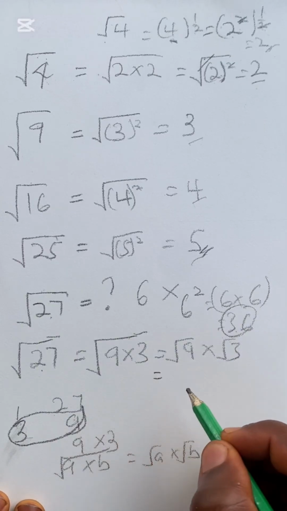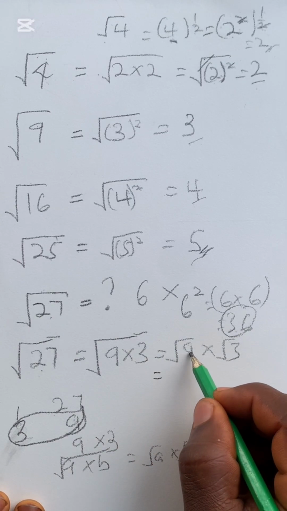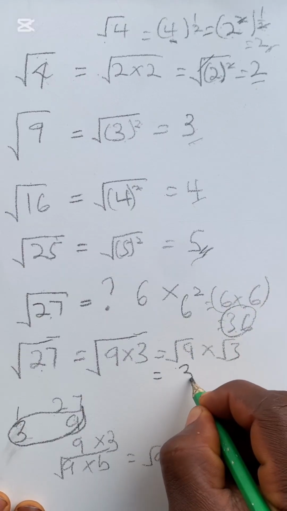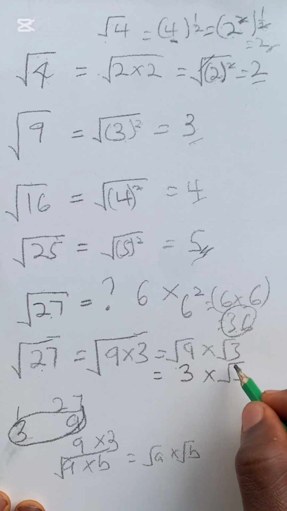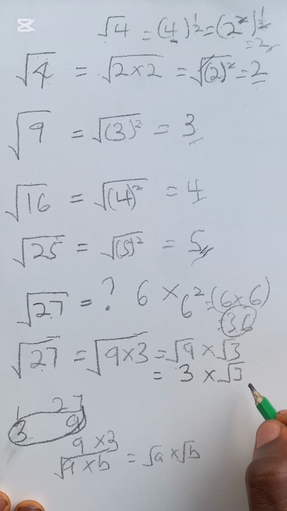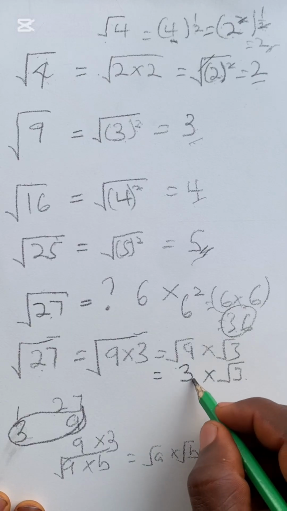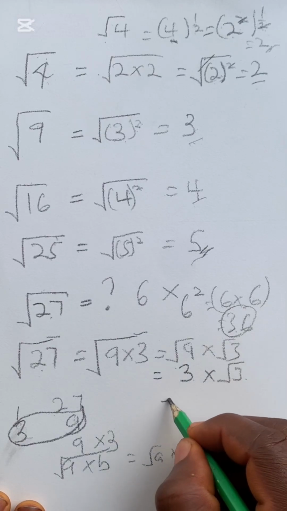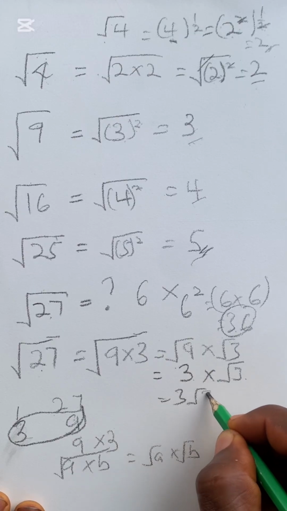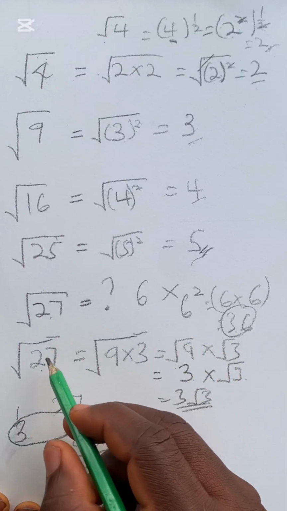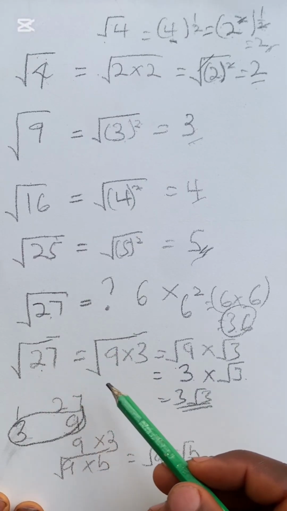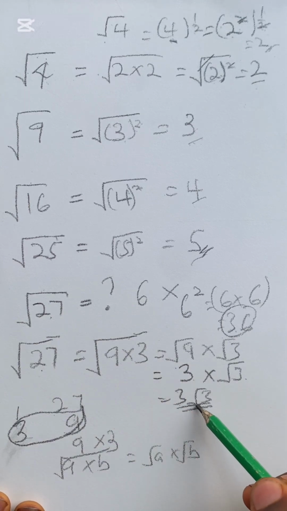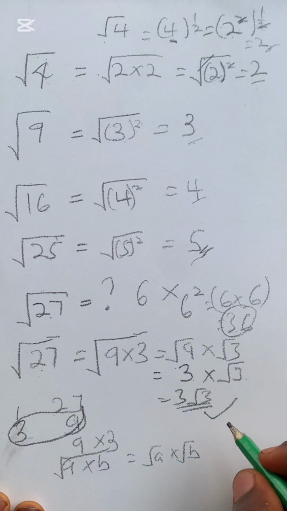So coming down, root of 9 is 3 multiplying root 3. Now, this root 3 cannot be simplified. So 3 multiplying root 3 is 3 root 3. So root of 27 is equal to 3 root 3.